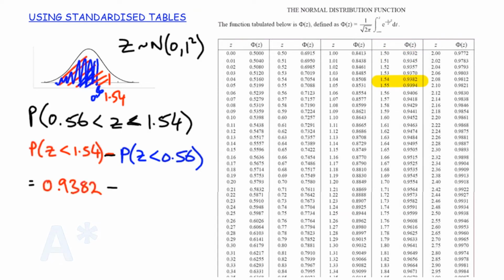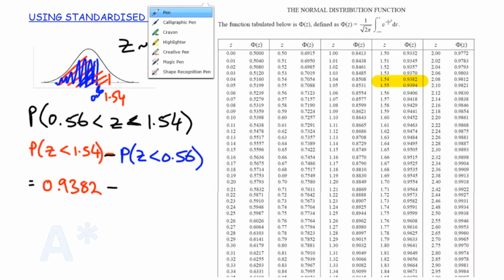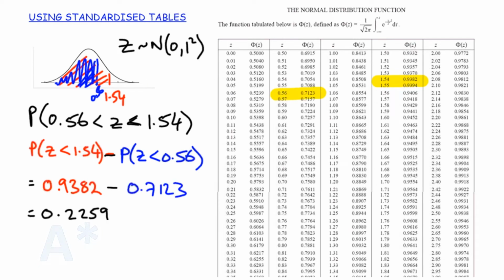And from that, I'm going to subtract the probability that is less than 0.56. Okay, and that leaves us with our answer of 0.2259. So this area here, the area that I've shaded black, is going to be 0.2259. We started with the larger value. We found out the area below that. We started with the smaller value, and we found the area below that, and we subtracted the two of them from each other, which left us with the probability statement that answered the original question.